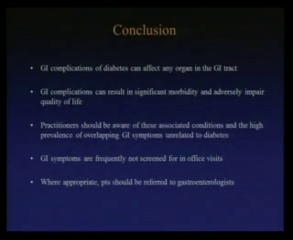Finally, concluding here, GI complications of diabetes can affect any organ in the GI tract, and they can result in significant morbidity and adversely impair quality of life. While screening for heart disease, retinopathy, and neuropathy, as well as nephropathy, are typically performed during clinic visits and documented in the electronic medical record, GI symptoms related to diabetes are often ignored and therefore not treated. And it's important to be cognizant and know how to treat them and when to refer to a gastroenterologist for more formal evaluation when necessary.